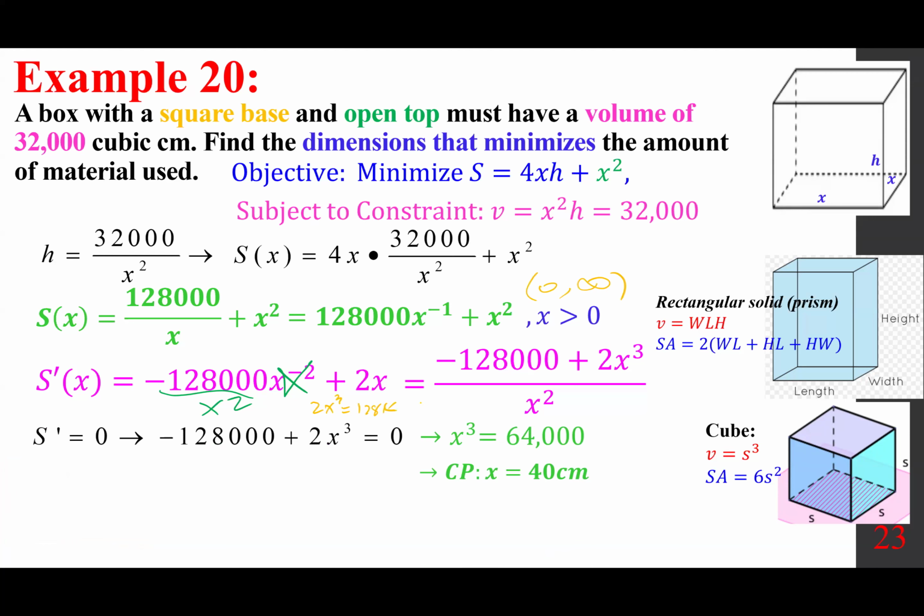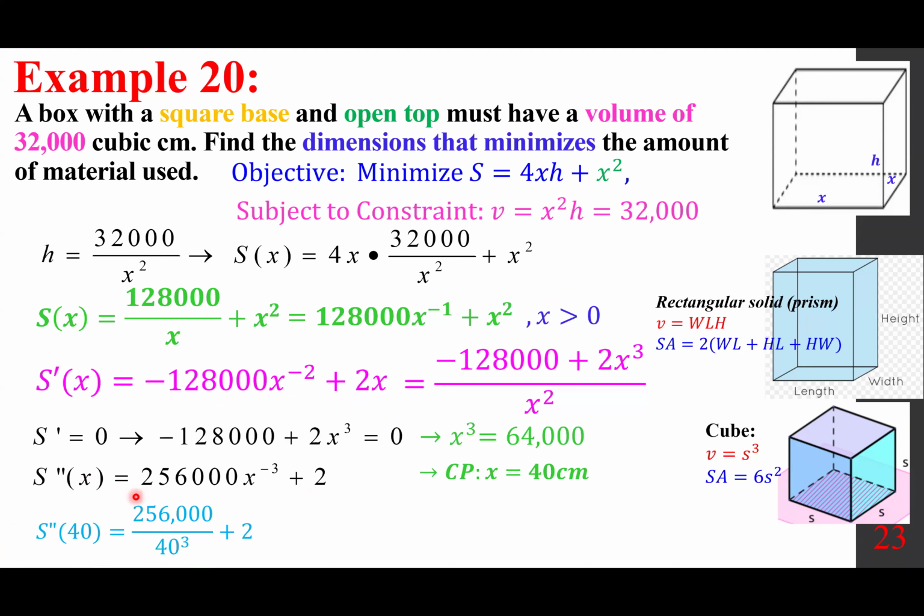So you have one critical point. You check with the second derivative test, 256,000 x to the power of -3, because you go back here, everybody, and you multiply these two. And you just want to plug in to see if it's positive or negative. So when you plug in, even if you don't evaluate it, I hope you recognize this is positive with the 2 becoming positive. And that means concave up. Concave up looks like that. That means minimum occurs when x is 40.